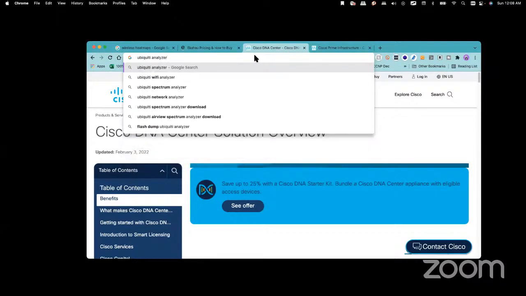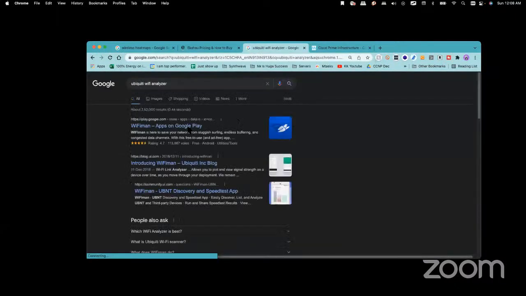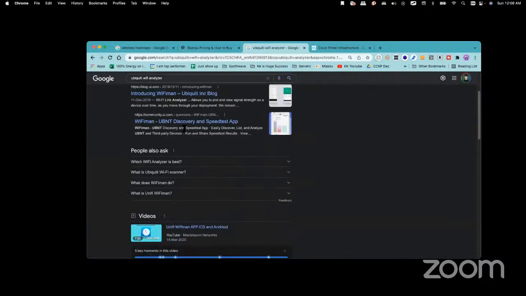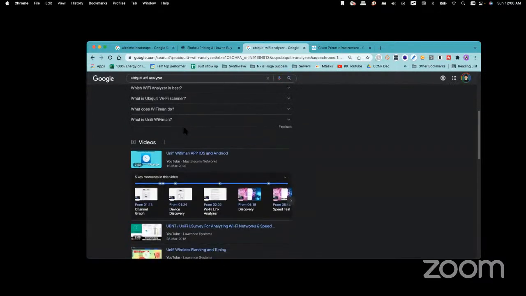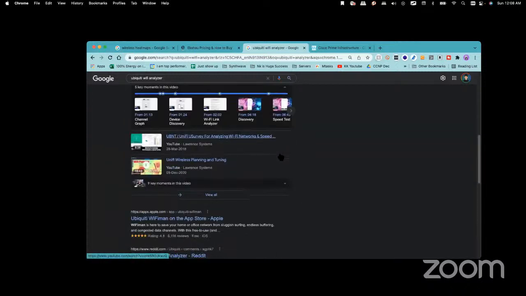You can use Ubiquity. I'm not recommending, but I know this company is doing good. You need to check their UniFi survey things. Yeah, that's good, sir.